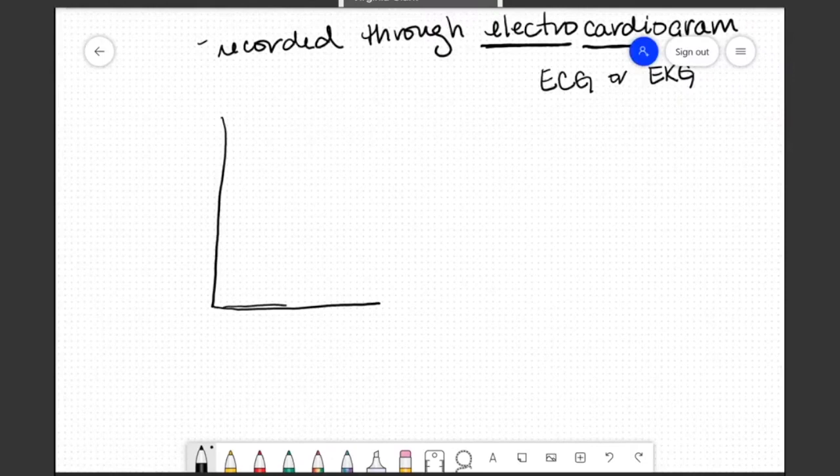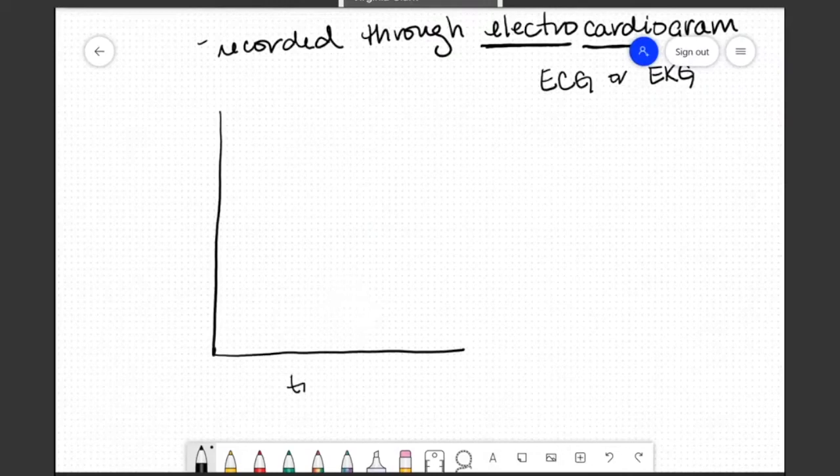So electrical changes are measured on a graph that looks like this. You're always going to do time, usually in milliseconds, on the x-axis. So you're starting here and you're ending here. It's a generic time, milliseconds or seconds.